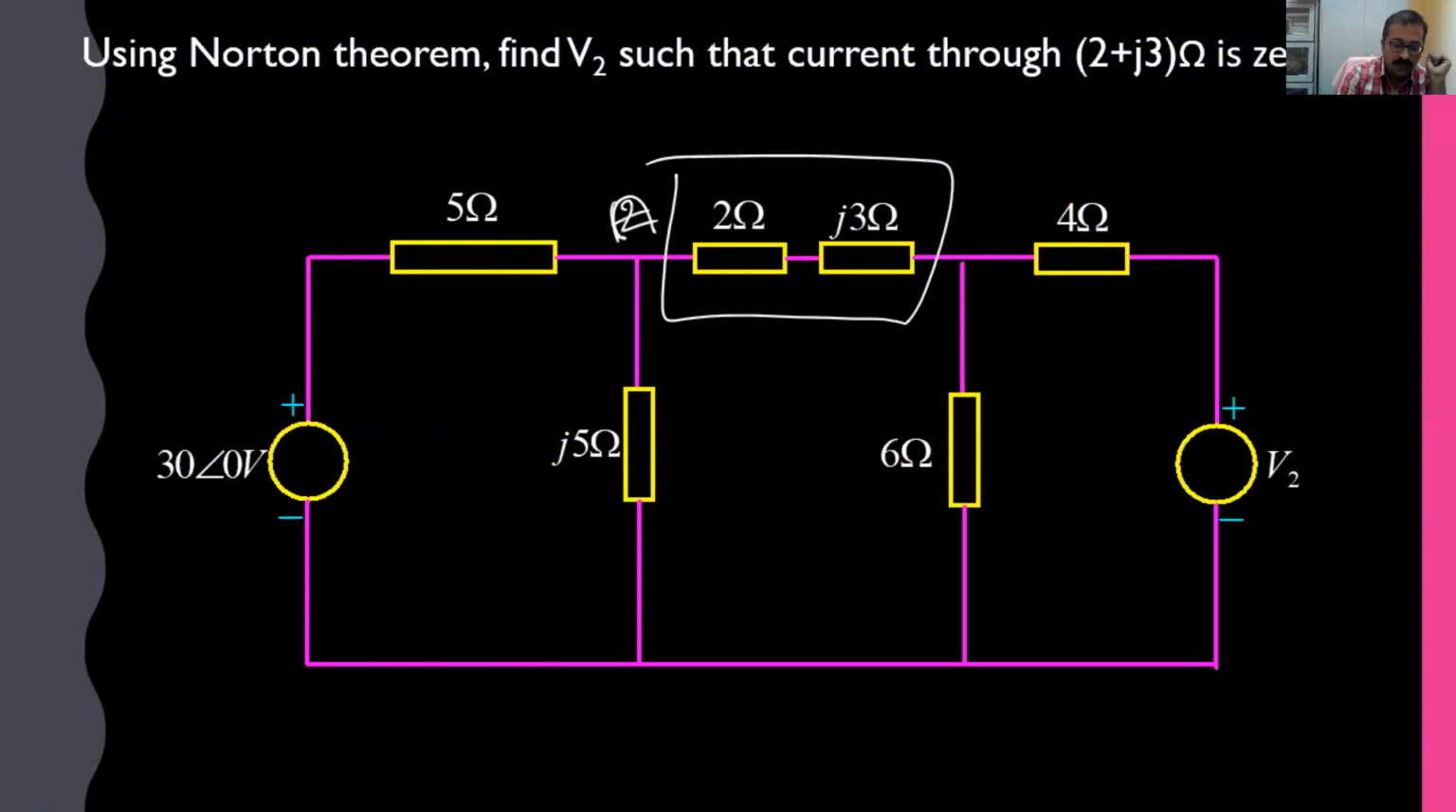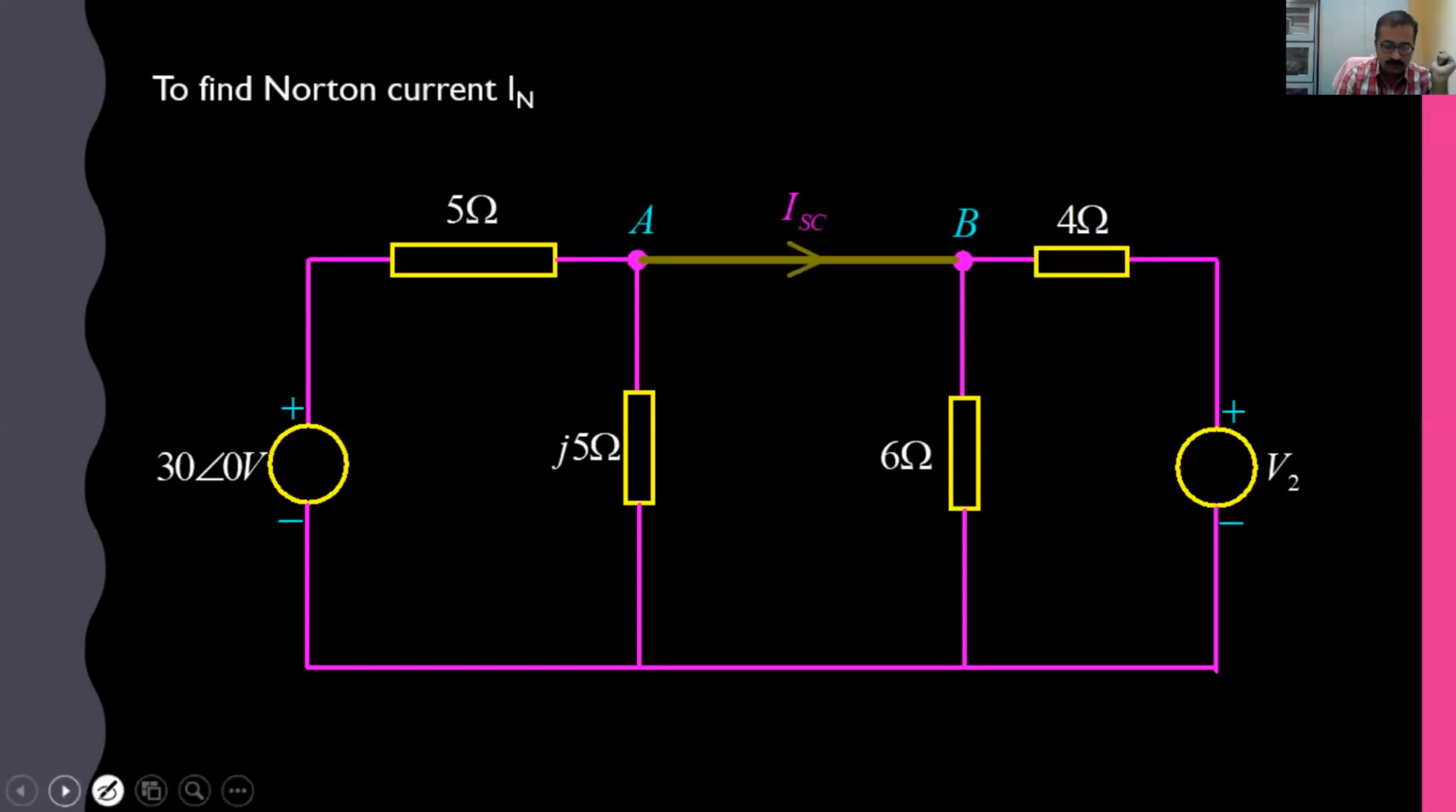So this is my load point A and point B. Okay, so they must be shorted, right? ISC. Now we have to find what's the short circuit current. How can you find it? Any method. Okay, so let us go for the mesh method. So there will be 3 loops, so I have 3 loop currents, I1, I2, I3.